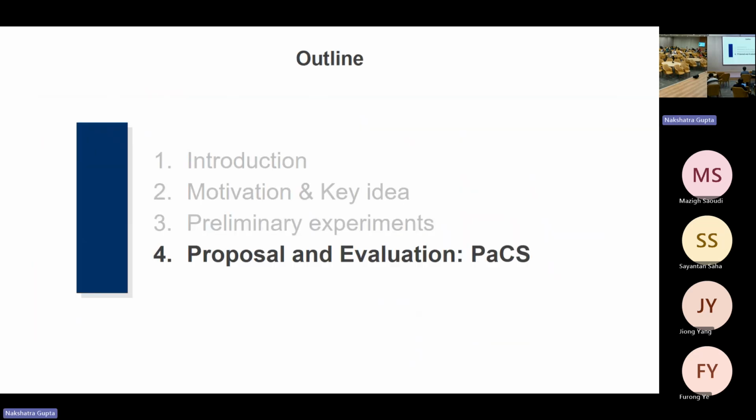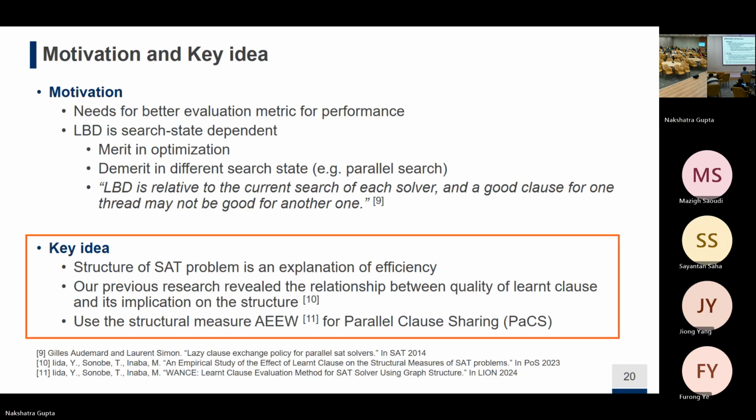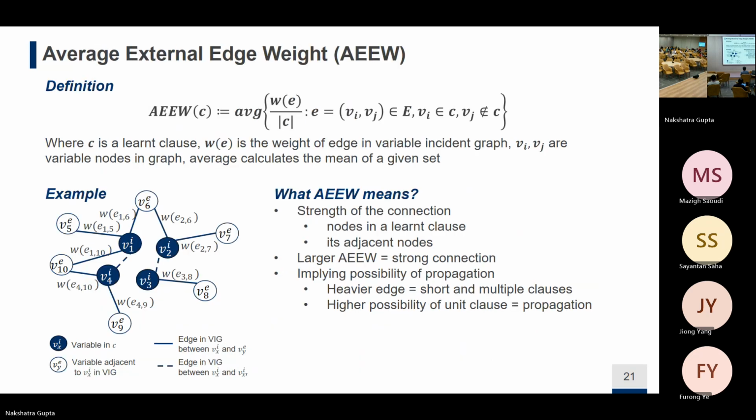So finally, my proposal and evaluation. Because LBD may not be appropriate for clause sharing, our idea is to have an independent metric. One idea is to use the size, because size is obviously fixed and shows the same value across any state. But in this study, we came to the idea of using the average external edge weight, which we proposed in our previous study.